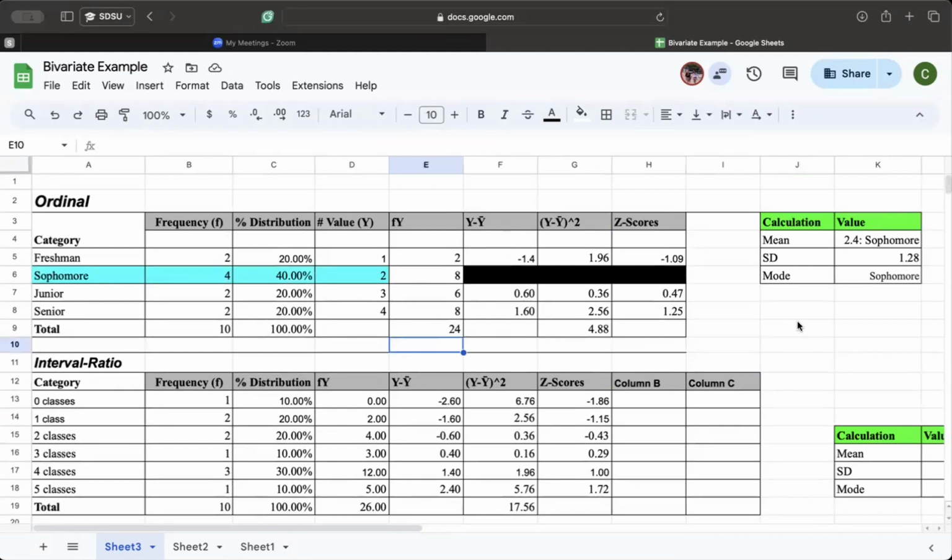It could be classes that you've taken. It could be you've had an opportunity to explore more options. And that means that I'm going to convert that into a bivariate table.